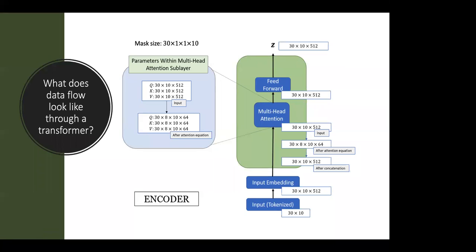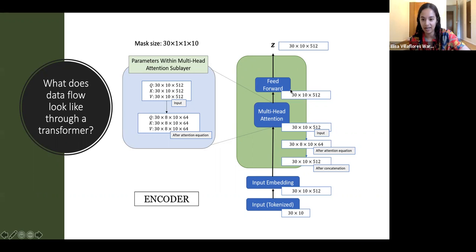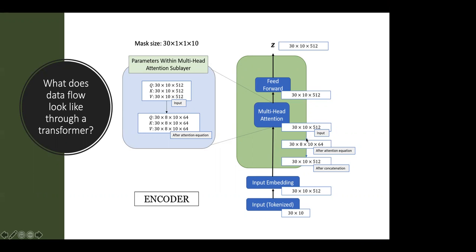This is wonderful. I'm just trying to follow through it. So it does 30 by 10 by 512. And as you say, after concatenation, you have arrows going down. Input after attention, after concatenation. Yes, sorry, it should be going up. This should be the opposite way, right? Yeah. Okay, good. 30, 10, 512.